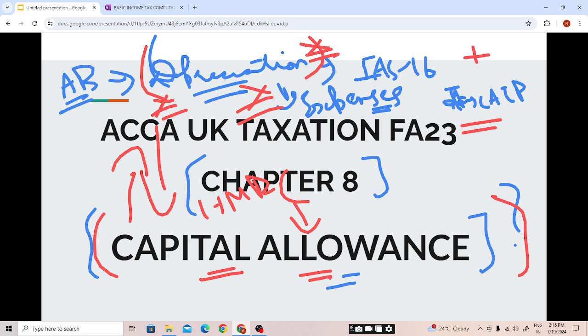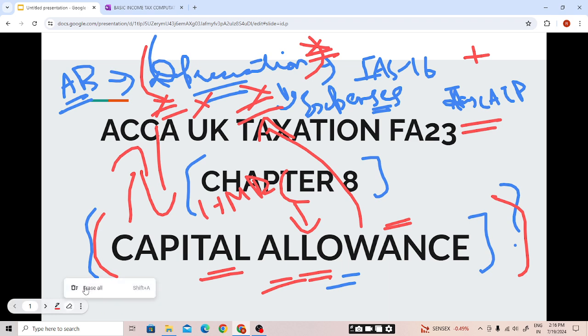What does capital allowance mean? Capital allowance is a form of depreciation. It will also take into consideration the fall in value of the asset under the tax rules. So capital allowance will be allowed and depreciation will be disallowed. So I hope the term capital allowance is clear.